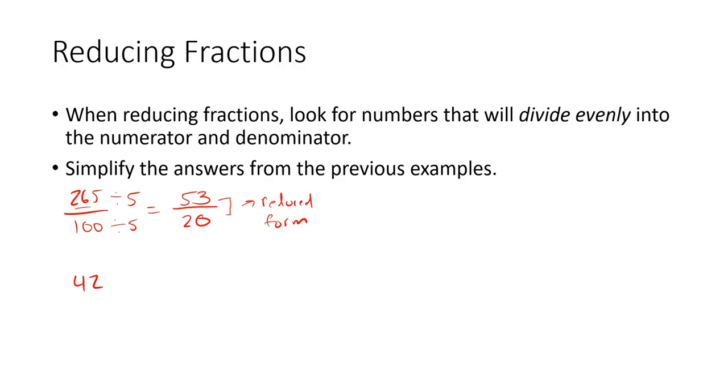We can do the same thing for 42 over 1,000. 42 is divisible by 2. That will give us 21. 1,000 divided by 2 is 500. And so again, this is the reduced form.